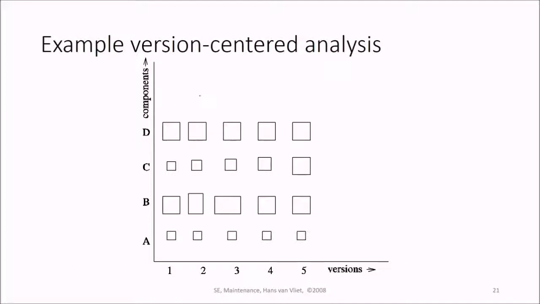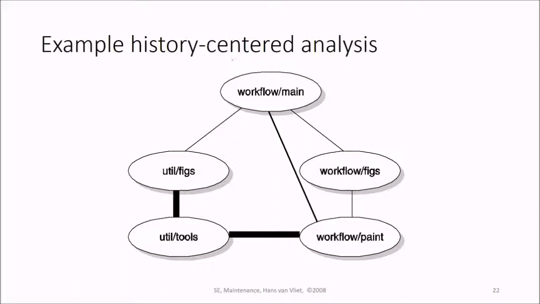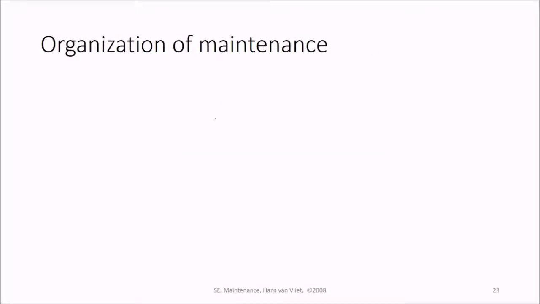This is the example of version-centered analysis. These are various versions, version 1, version 2. So what were the components? What were the changes in A, B, C, D? This is the example of history-centered analysis. What were the workflow main, workflow figures, workflow paint in the utility? What were the tools? So these are history-centered analysis.